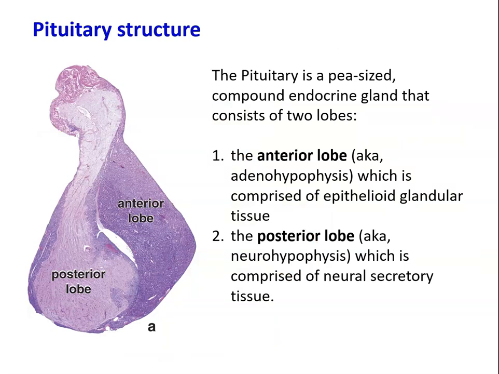So let's start by looking at the structure of the pituitary. It is essentially a compound endocrine gland, which consists of two lobes that are very disparate from one another. The first is the anterior lobe, called the adenohypophysis, which is comprised of epithelioid glandular tissue. Like most glands, this contrasts with the posterior lobe, called the neurohypophysis, which is really neural secretory tissue, and it looks like other nervous tissue that you have studied in the past.